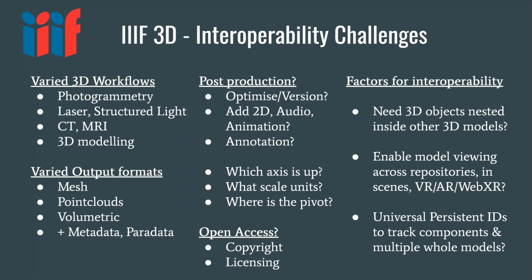So three quick questions about factors for interoperability. Do we need objects to be nested inside each other to be able to recreate a room, a church, a temple, a cathedral, a palace, a house? Enable labeling and viewing across repositories so we can put back together pieces that are in separated collections, and then maybe be able to mix them in VR/AR, WebXR format.